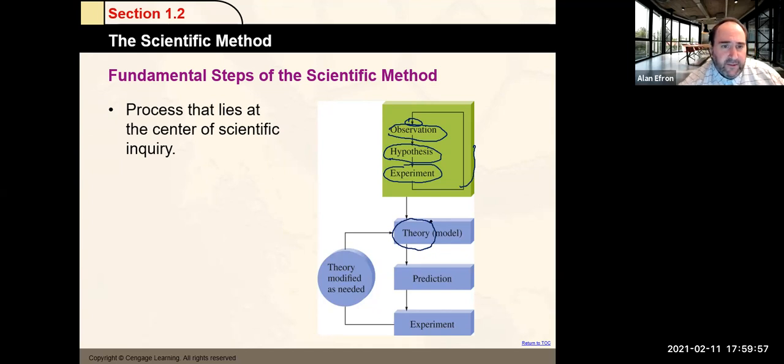A theory is an explanation that summarizes what happens. Is it correct in all aspects? Probably not, in a lot of cases. It can be modified. For example, there are certain theories that we'll talk about, one in this chapter, something like Dalton's atomic theory. Some parts of it are correct, some parts are not.